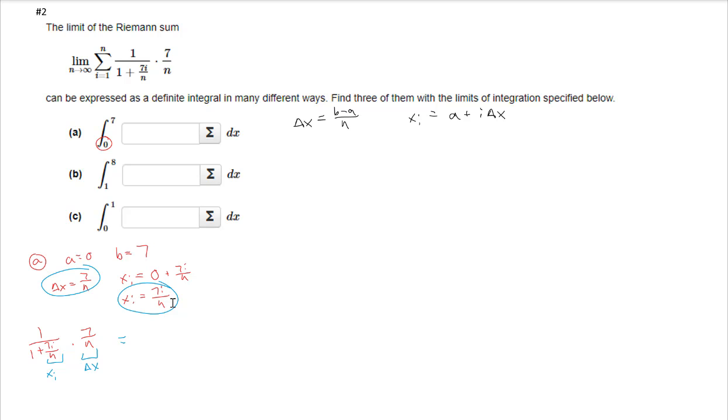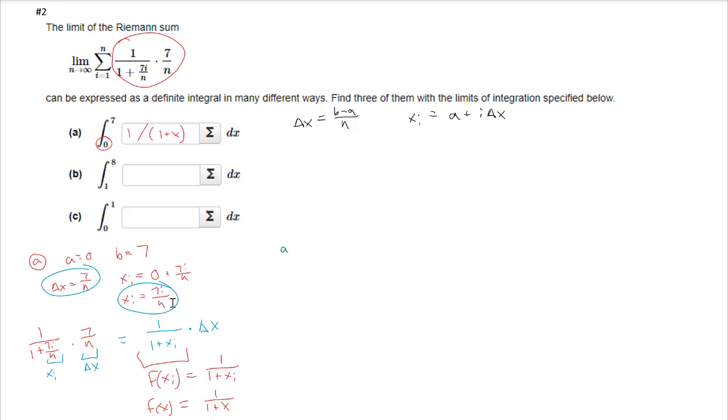So now let's rewrite this. Our function is 1 over 1 plus x sub i, multiplied by delta x. That tells me this whole part of the function must be f of x sub i, which equals 1 over 1 plus x sub i. And so the function that I would be finding the integral of is 1 over 1 plus x, 1 over parentheses 1 plus x.